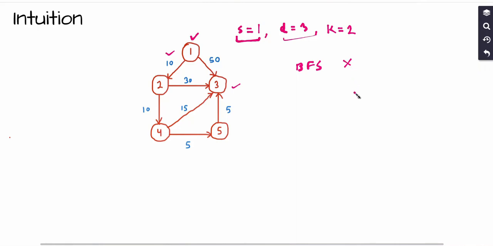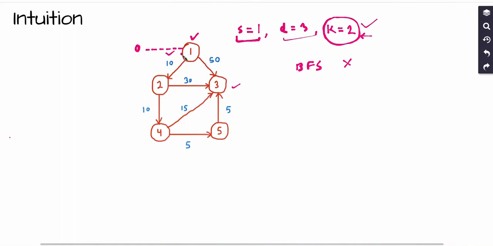So how would I modify my BFS if it can work for this problem? We can observe that we have a bound k here. So that means along the path from source to destination, we are allowed to stop at 2 nodes. That means if I consider the starting city as level 0, so let's consider this as level 0.